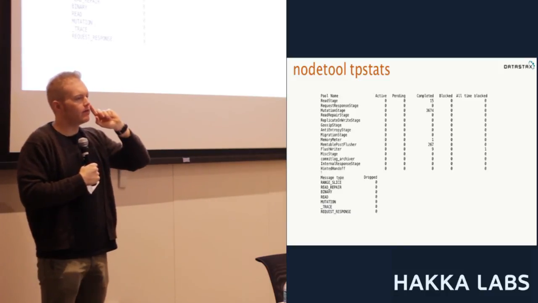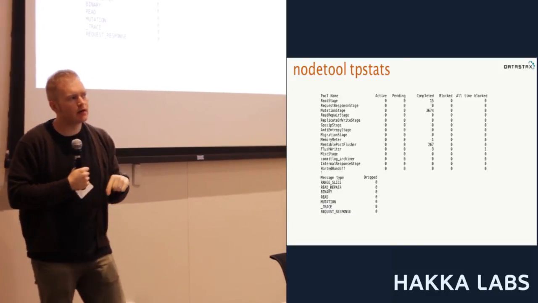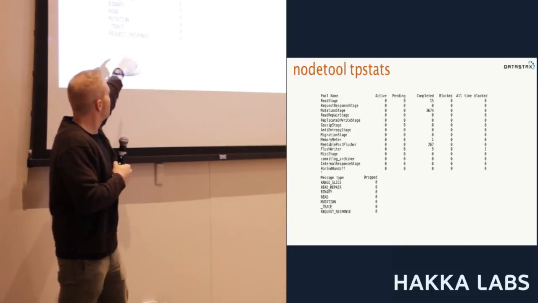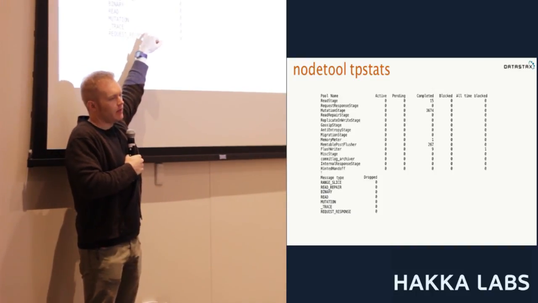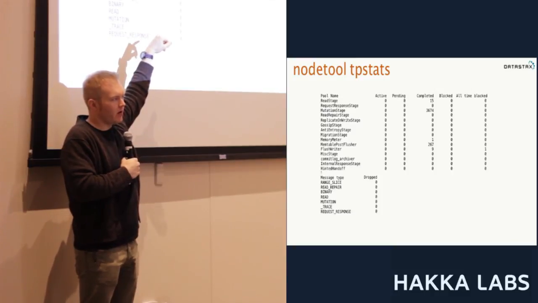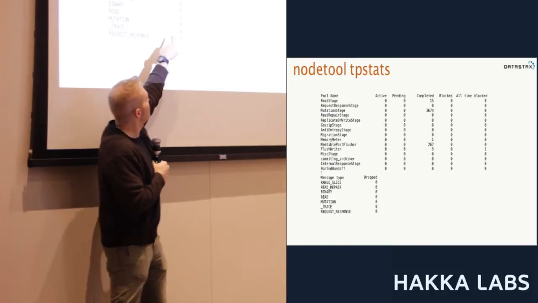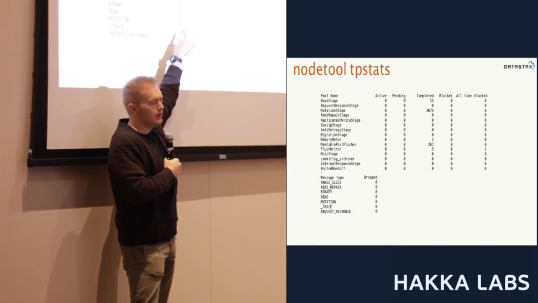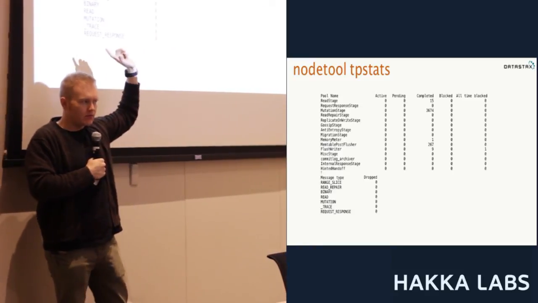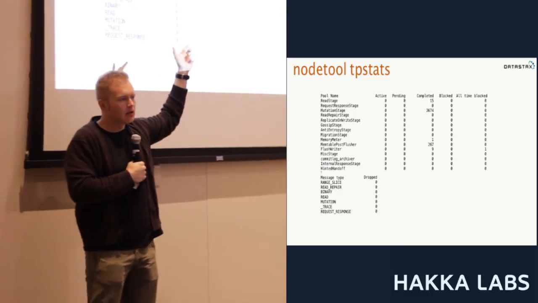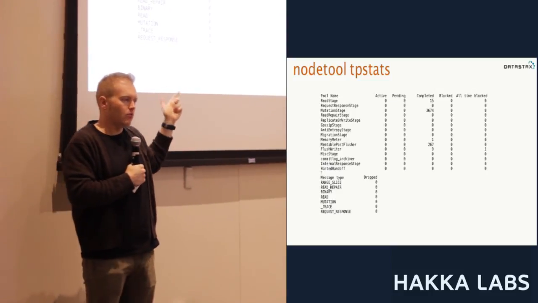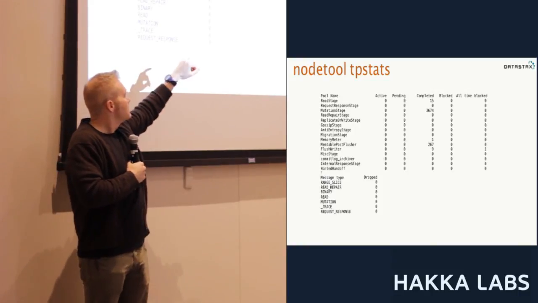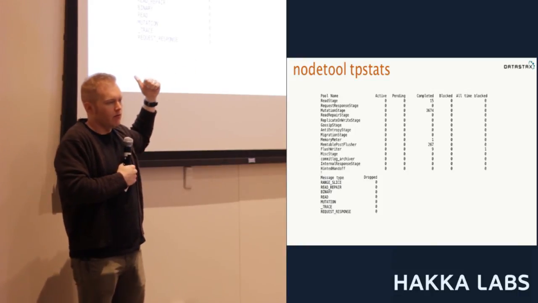If the node is so bogged down with client requests that it's having trouble responding, it's actually going to drop replication messages coming from the other nodes. That'll show up here as dropped mutations. The only way that you're going to repair this inconsistency is through read repair and through repair, those two mechanisms. So this is why you always need to run repair.